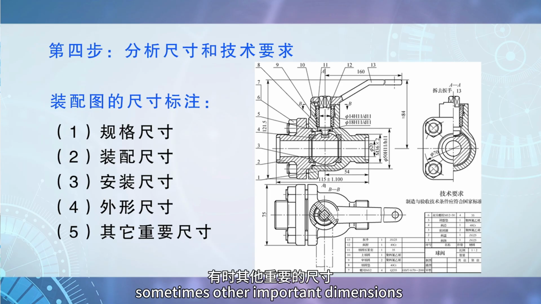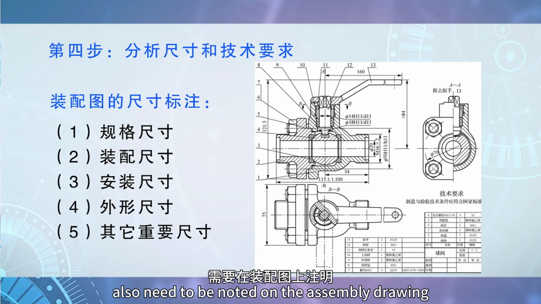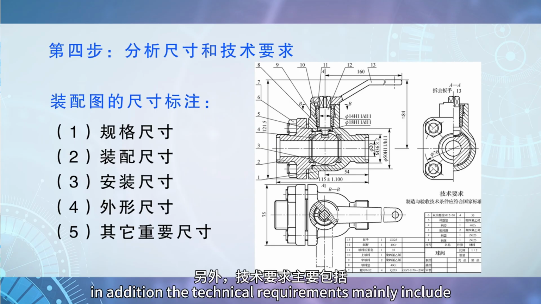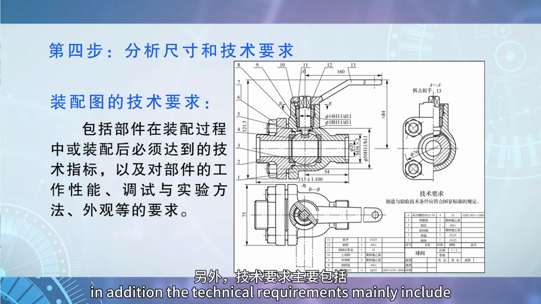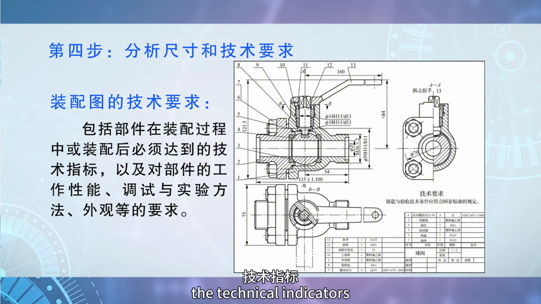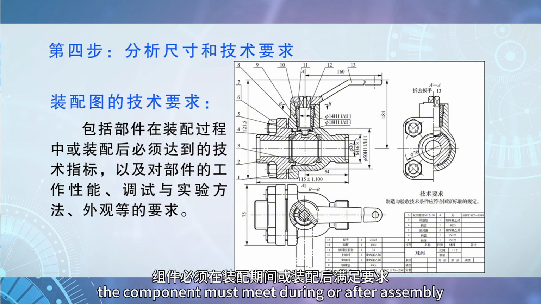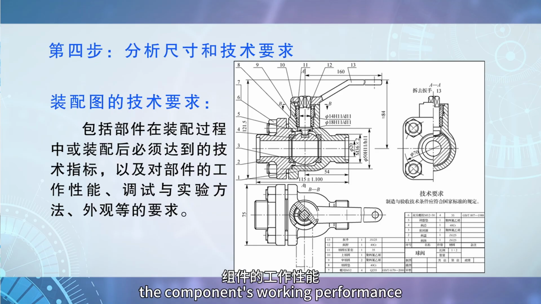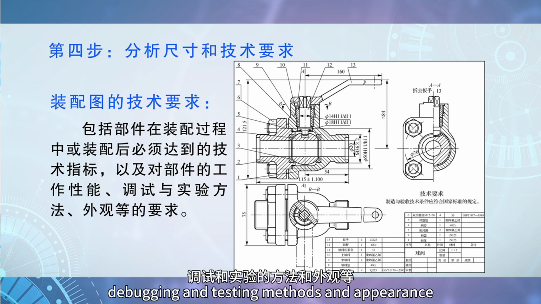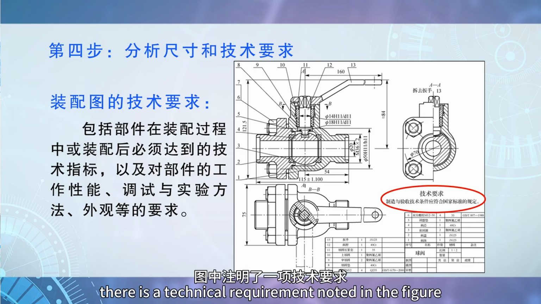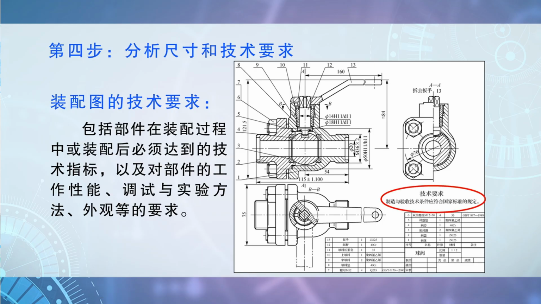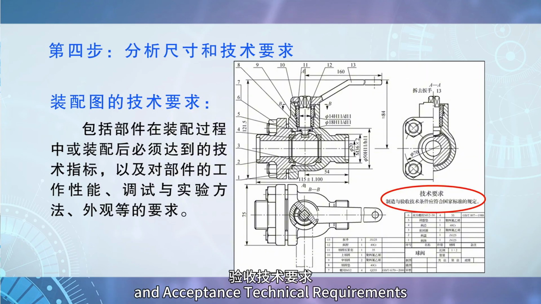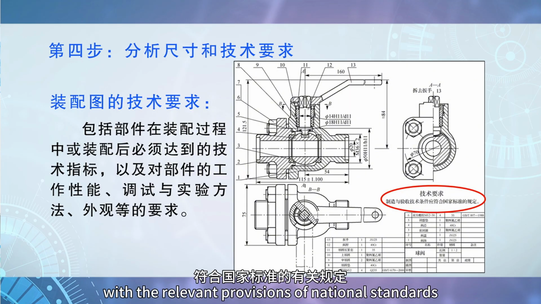Sometimes, other important dimensions also need to be noted on the assembly drawing. In addition, the technical requirements mainly include the technical indicators that the component must meet during or after assembly, as well as the requirements for the component's working performance, debugging and testing methods, and appearance. There is a technical requirement noted in the figure. The manufacturing and acceptance technical requirements should comply with the relevant provisions of national standards.